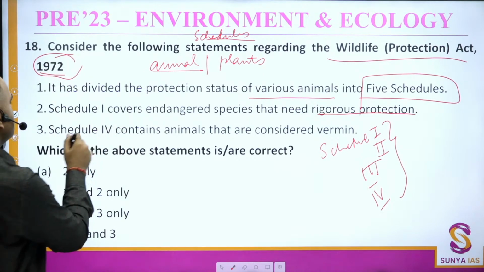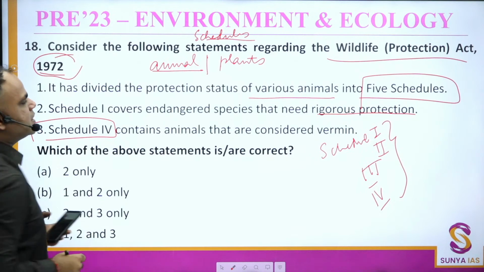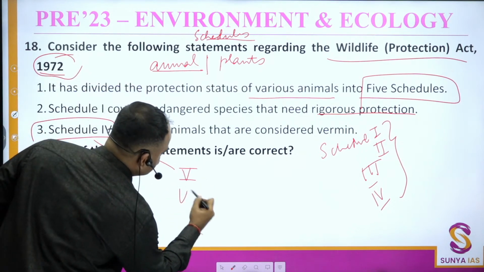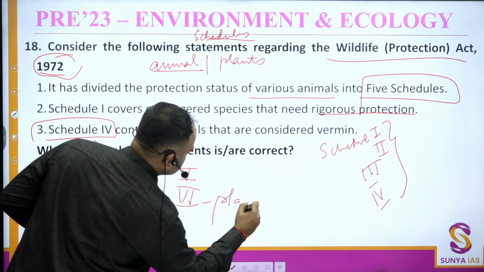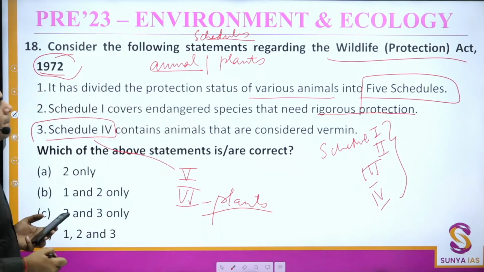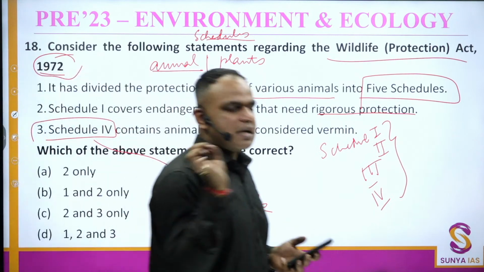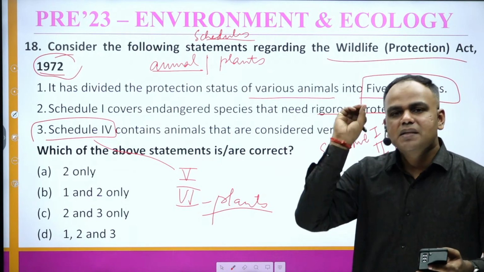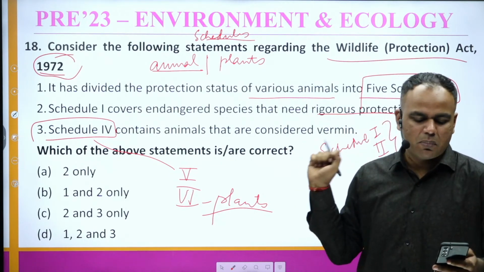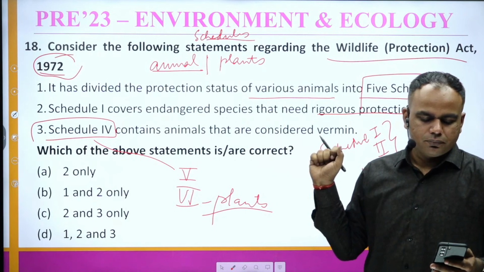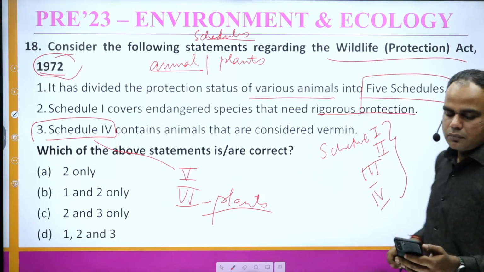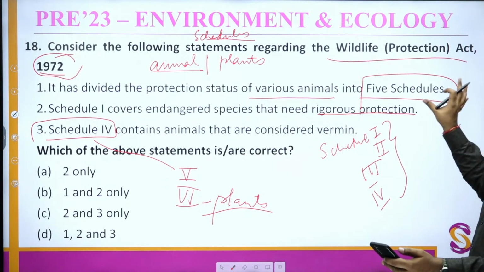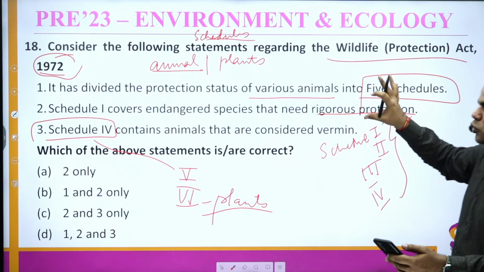Third, schedule 4 contains animals that are considered vermins. No, schedule 5 is vermin, schedule 6 is plants. Vermins are declared by the central government. The state government just puts in a request, but finally it is the central government which declares these species as vermin. So these are the 5 schedules which are related to the animals.